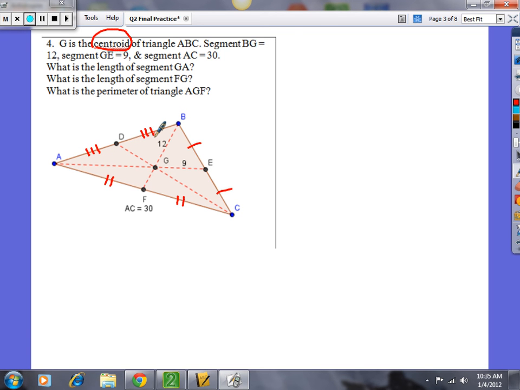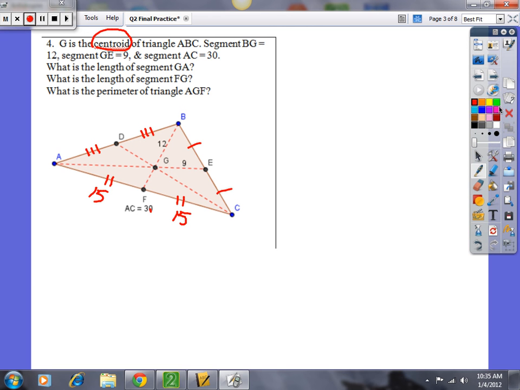So look right here. AC from A to C is 30. That means this half is 15 and this half is 15. And let's see what else we've got. I think it's labeled. Segment BG is 12. So from B to G is 12. And from G to E is 9. And then AC is 30. Okay, we've got it all. So 3 questions. Question number 1. What is the length of segment GA? So from G to A, what is the value?